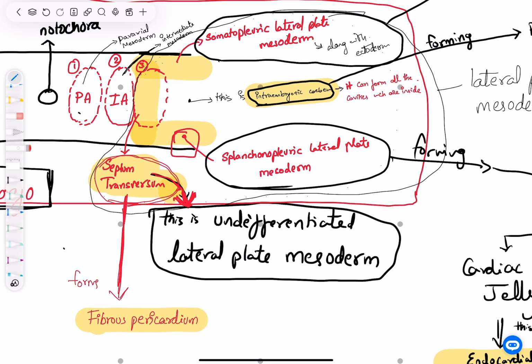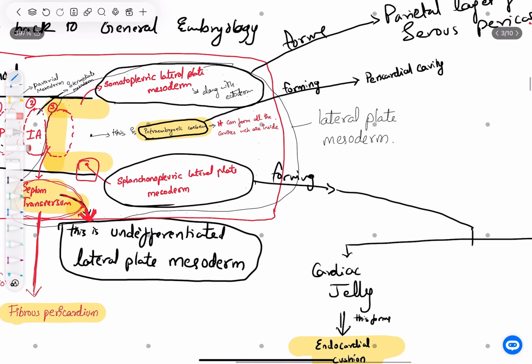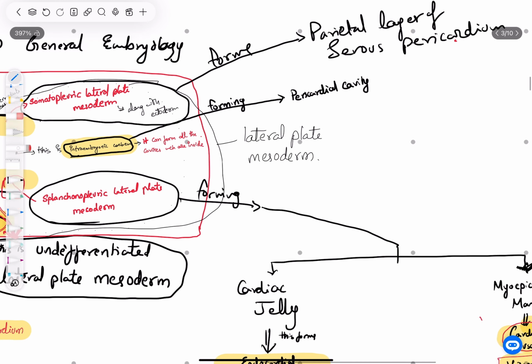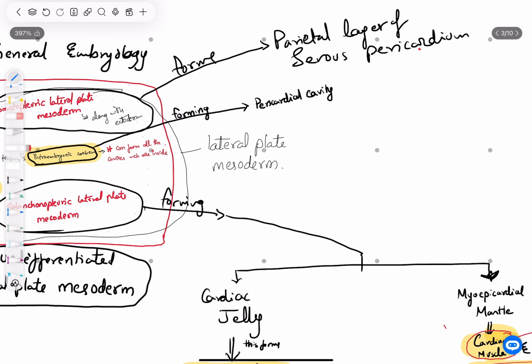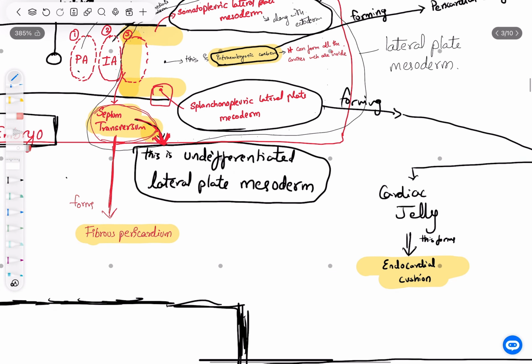This septum transversum is undifferentiated lateral plate mesoderm. So lateral plate mesoderm is divided into three parts: somatopleuric lateral plate mesoderm, septum transversum and splanchnopleuric lateral plate mesoderm. The septum transversum forms fibrous pericardium. So we see that somatopleuric lateral plate mesoderm along with the ectoderm forms the parietal layer of serous pericardium, the intraembryonic coelom forms the pericardial cavity, and the septum transversum forms fibrous pericardium.